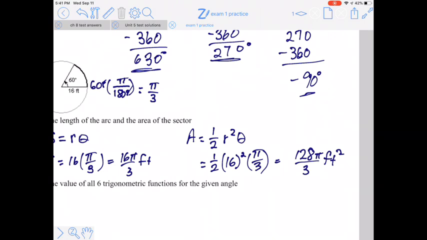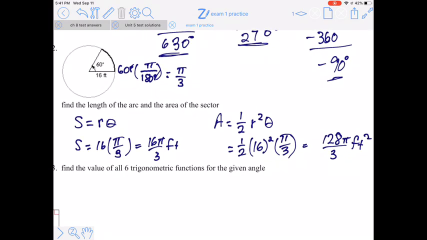Okay. So what questions do we have regarding arc length or area of a sector? So we'd have to use radians in the area of the sector formula too? Yes, both of these you have to be in radians. Good question.